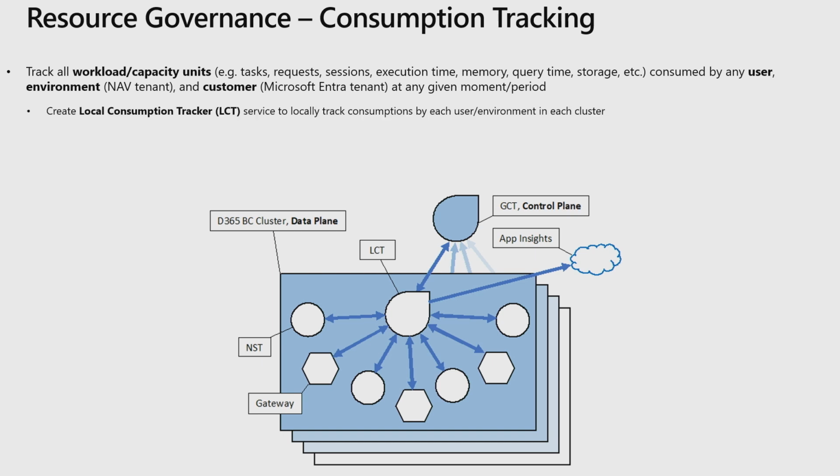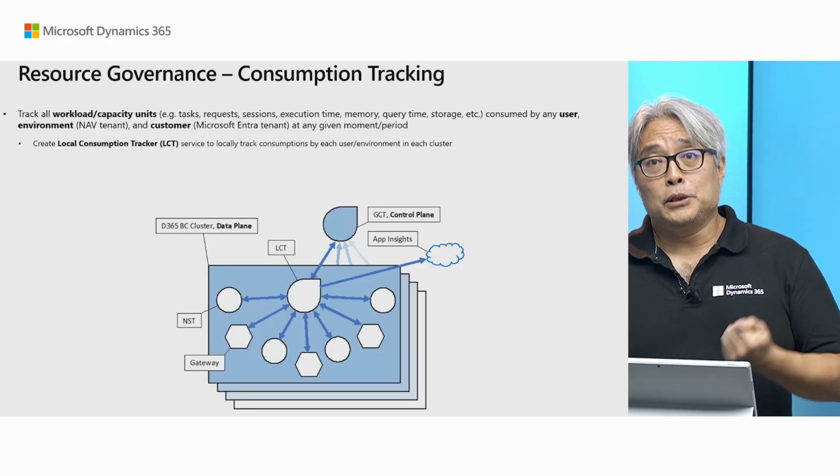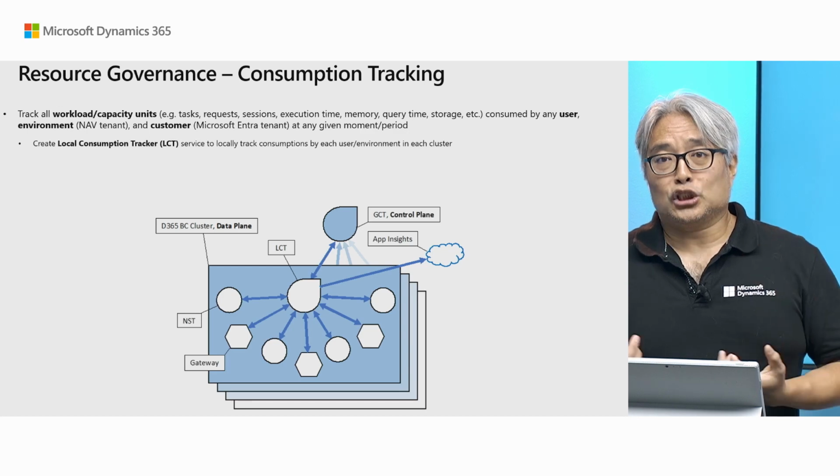The first thing that we do is create a new service called the local consumption tracker. This local consumption tracker is there to implement operational limits. It tracks all consumption of resources per user and per environment in each cluster.